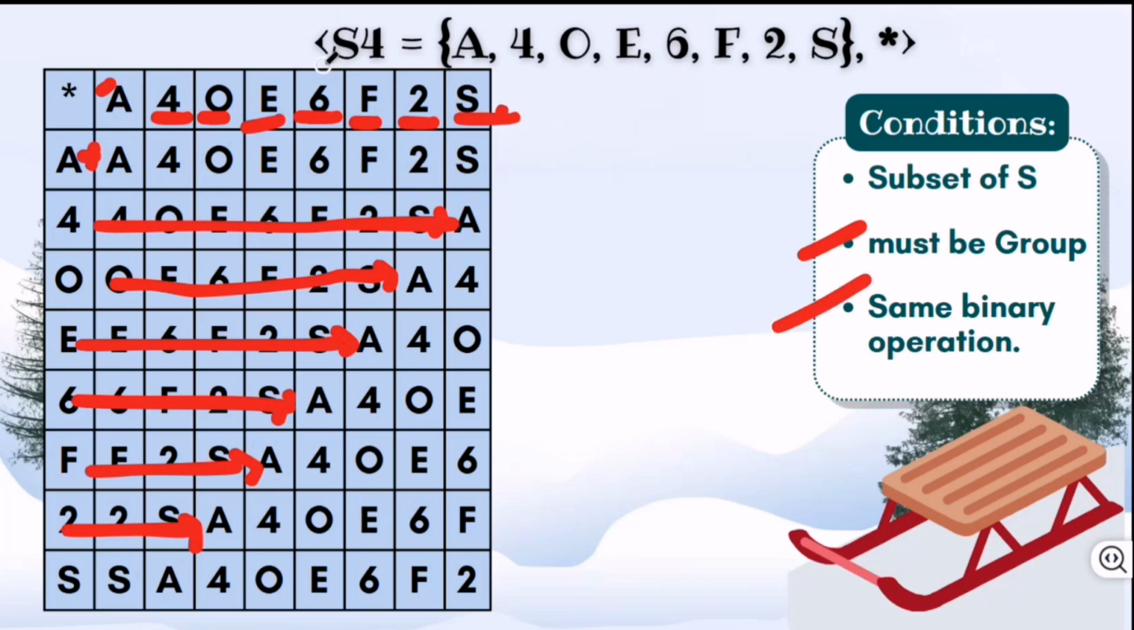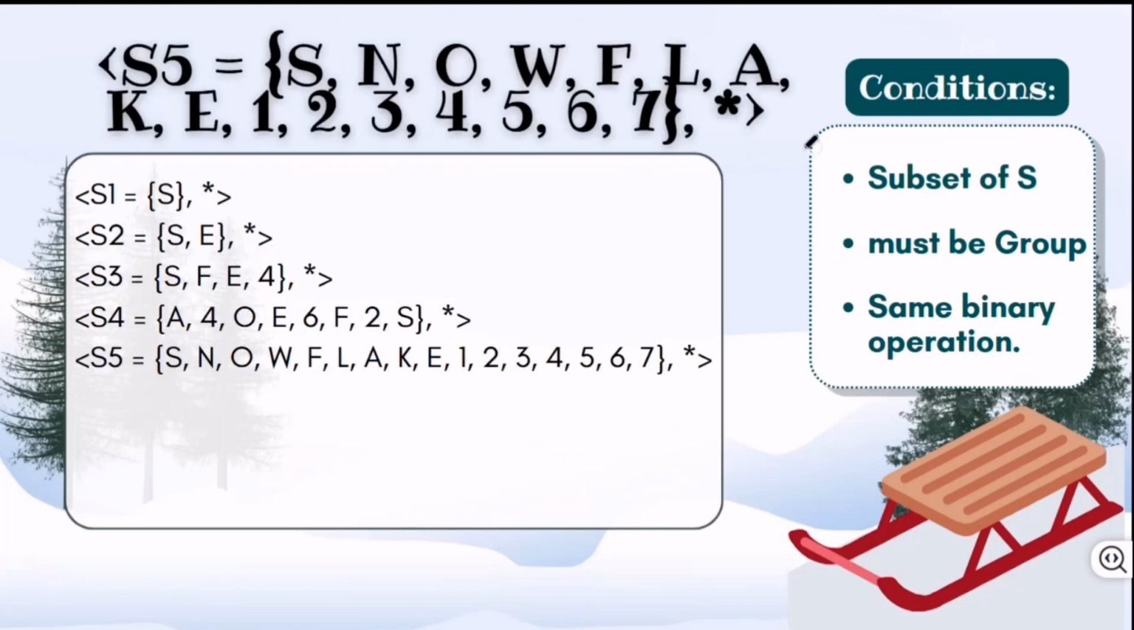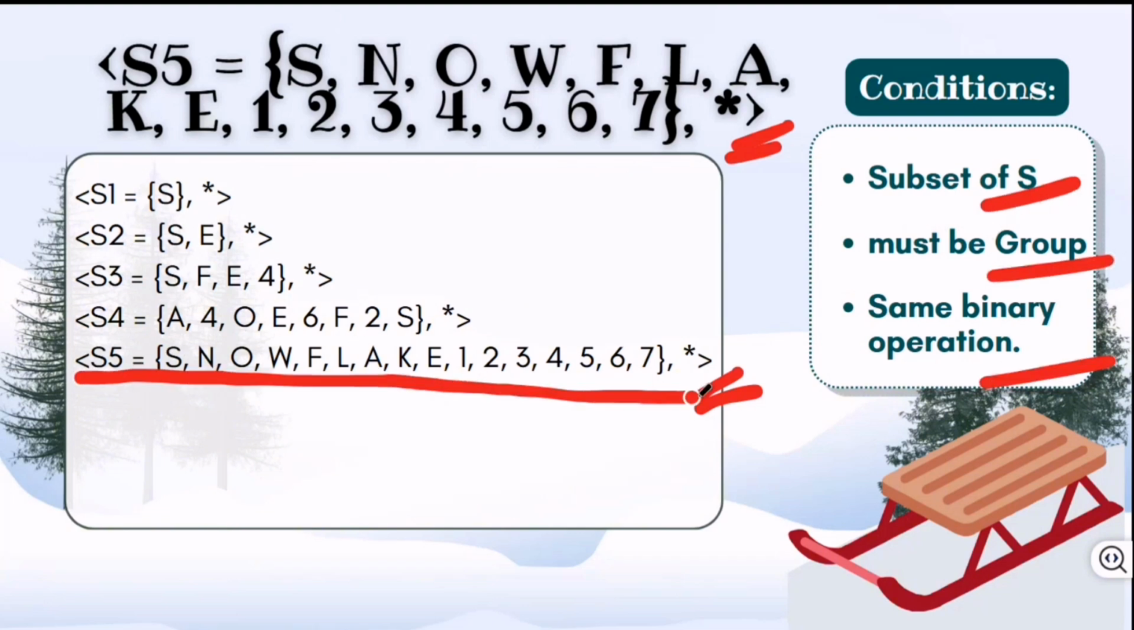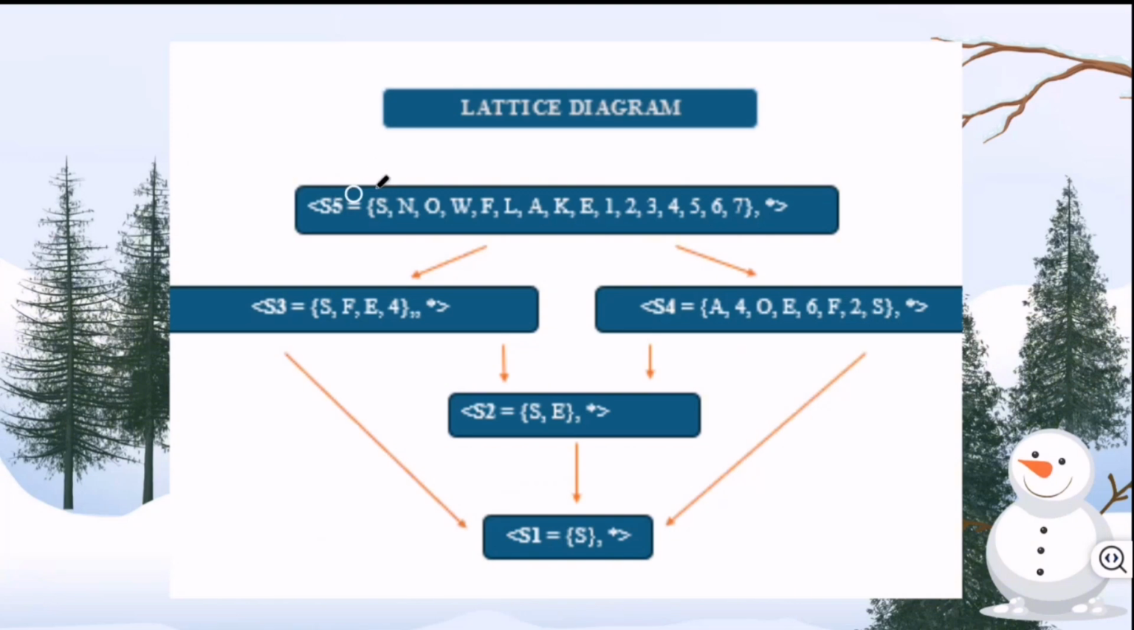So S sub 4 is a subgroup of S because it satisfies the condition: the subset of S must be a group and must have the same binary operation. And now, the last one is S sub 5. It is the same as the set S, which is our original set. Therefore, we can conclude that S sub 5 is a subgroup of S, because it is a group with the same binary operation. S sub 5 is our improper subgroup. And S sub 1 is our trivial subgroup, and S sub 2, S sub 3, and S sub 4 are our proper subgroups.